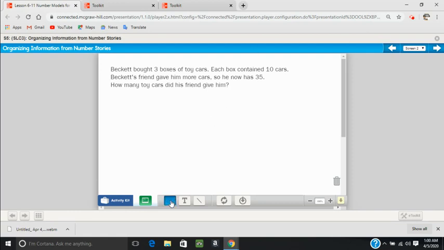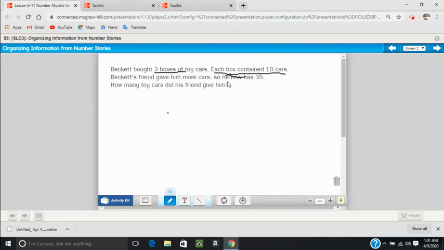We are going to use our RUDICY thought process, and we've already read it once, but we're going to reread, and this time we're going to underline the important information. Beckett bought 3 boxes of toy cars. That's going to be useful later. Each box contained 10 cars. That seems very important as well.